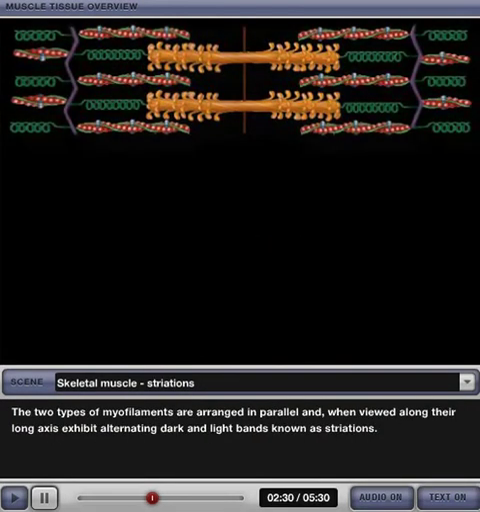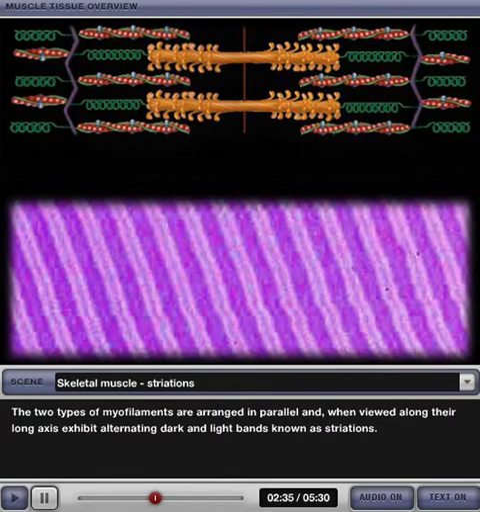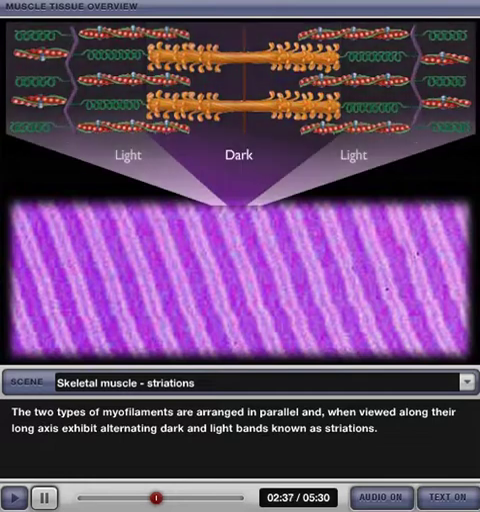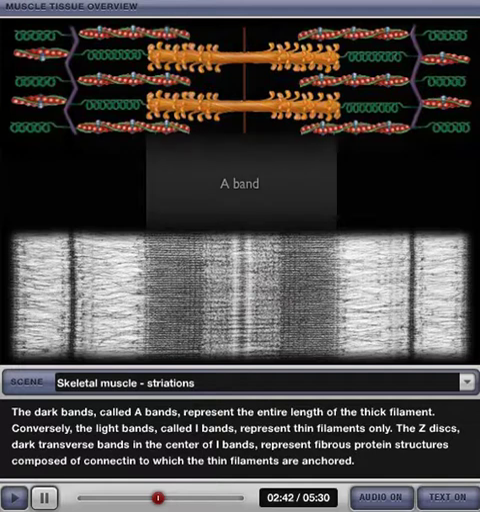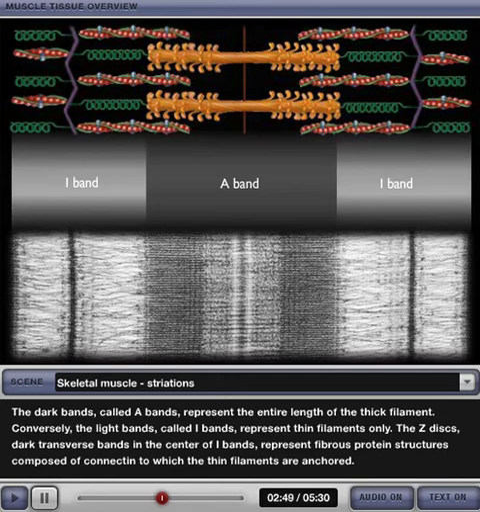The two types of myofilaments are arranged in parallel, and when viewed along their long axis, they exhibit alternating dark and light bands known as striations. The dark bands, called A bands, represent the entire length of the thick filament. Conversely, the light bands, called I bands, represent thin filaments only. The Z discs, dark transverse bands at the center of the I bands, represent fibrous protein structures composed of connectin, to which the thin filaments are anchored.